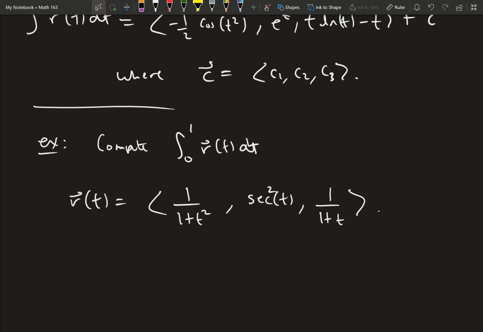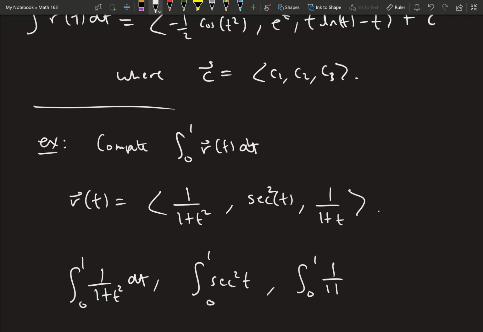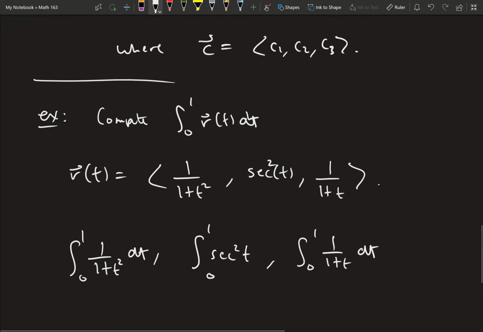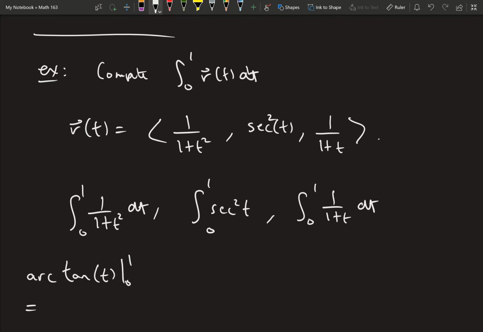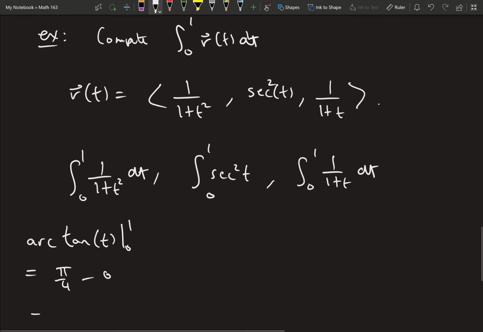Okay, so what do we get? Well, we need to compute each component separately. And we have the integral from 0 to 1 of 1 over 1 plus t squared dt. Here we get the inverse tangent, or the arc tangent, whichever one you want to think about it, arc tangent of t from 0 to 1, which is arctan of 1 is pi over 4, arctan of 0 is 0, so we get pi over 4.